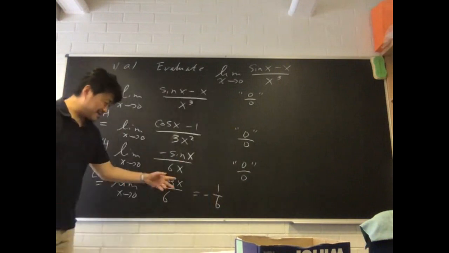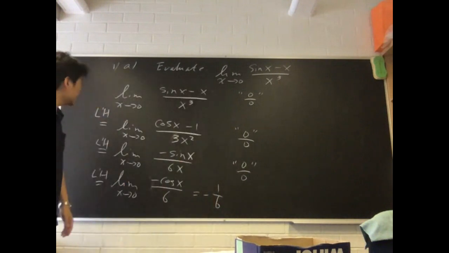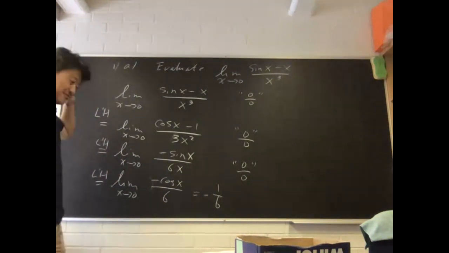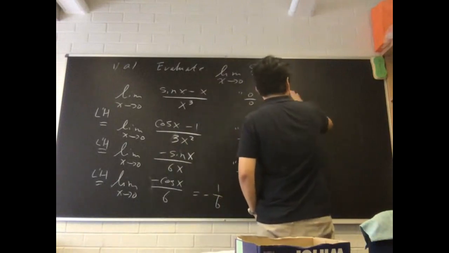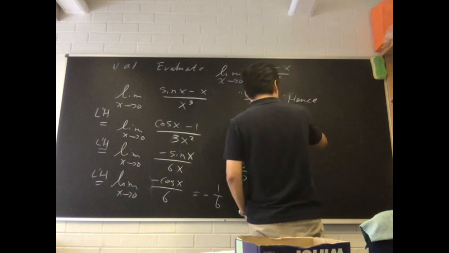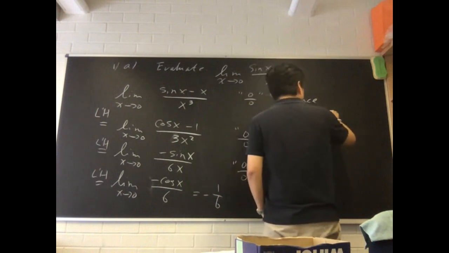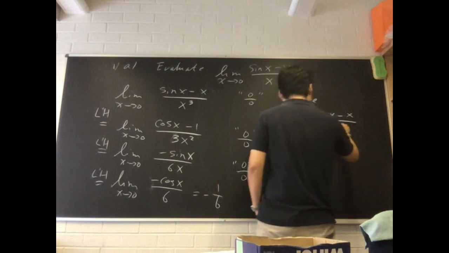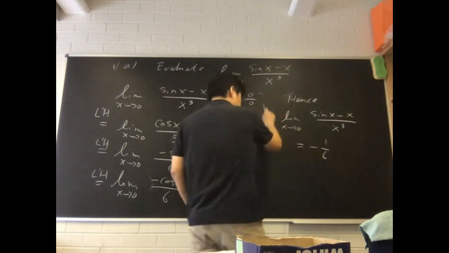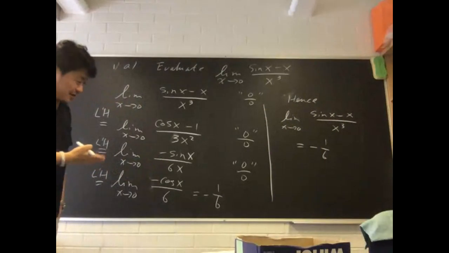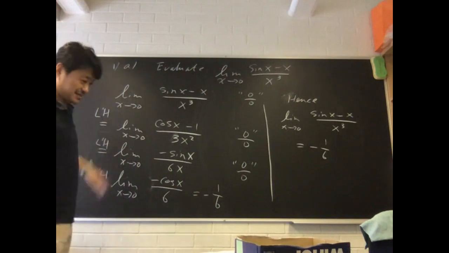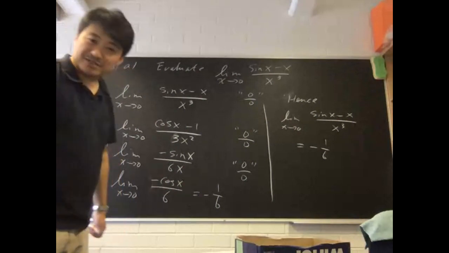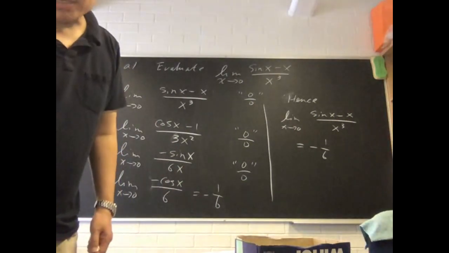So since there's eventually a limit, a number, that means the original thing must have the same limit. So hence the limit as x goes to 0 of sine x minus x over x cubed is minus 1/6. So eventually I got to a number, a limit. That means the original limit must exist and must be that same number, minus 1/6. Right. So any questions here?